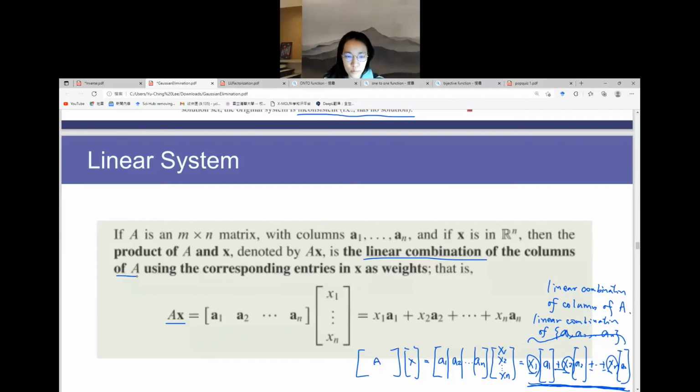And this is a linear combination because x1 has no restrictions. x1 can be any value. And also I'm just adding them up. I did not multiply them together, right? It's possible that I do a combination, but choose to, for example, do x1 times a1 times x2 times a2 times xn times an. But I did not do that. So I choose to use a plus to combine them. So whenever I do this, it's called a linear combination.